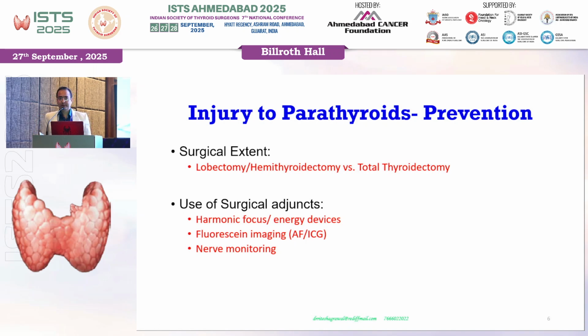Surgical adjuncts we regularly use, and we found them very beneficial in preserving parathyroid vascularity and the parathyroid as a whole. Like the harmonic focus, we are using it regularly. Fluorescein imaging is sometimes really beneficial. Nerve monitoring also helps, because when we identify the nerve, at the same time we are also able to visualize the vessels to the parathyroids, and in turn the parathyroids are preserved.